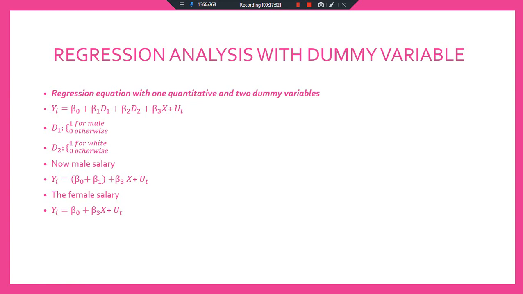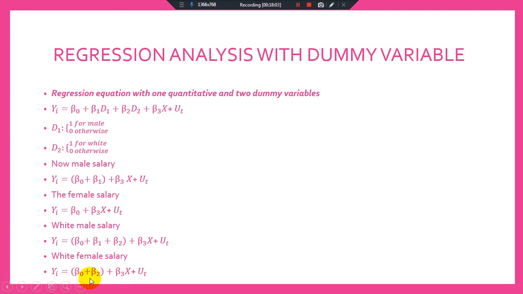And if we include the second dummy variable, male and white, then the regression equation for the male salary becomes beta naught plus beta 1 plus beta 2. Here we have 1 and here we have 1, so we get the salary of the white male regression line. And for the white female salary, the regression equation becomes yi is equal to beta naught plus beta 2 plus beta 3 x plus ut.